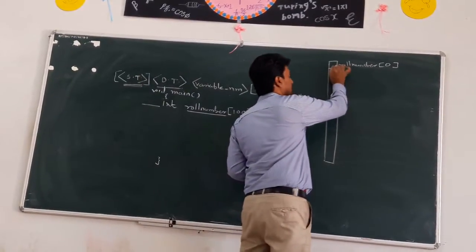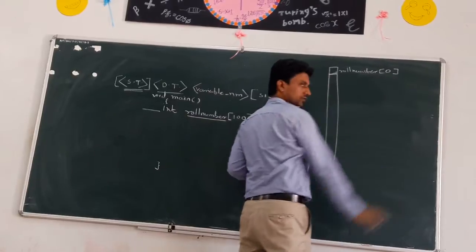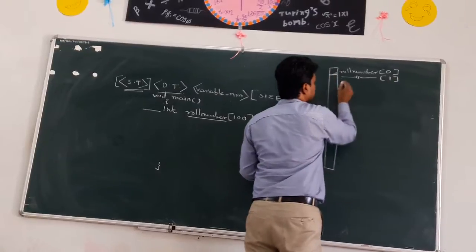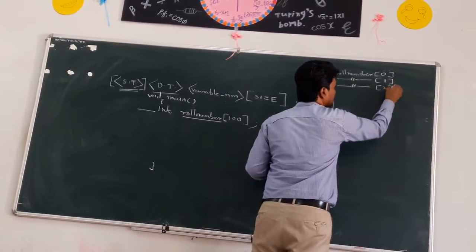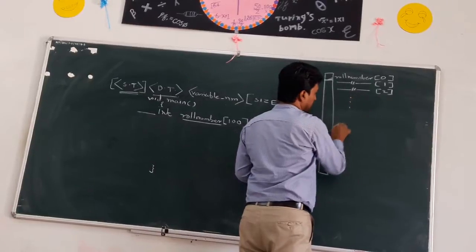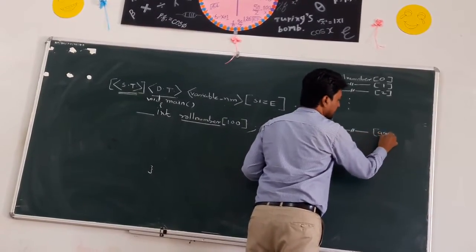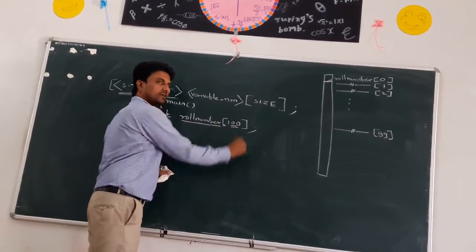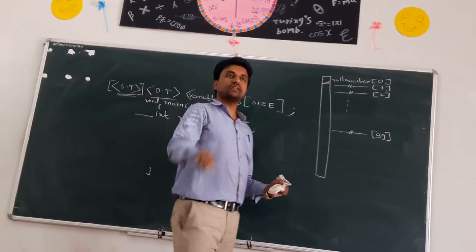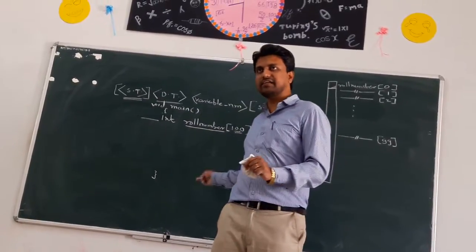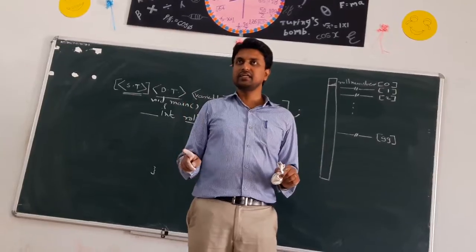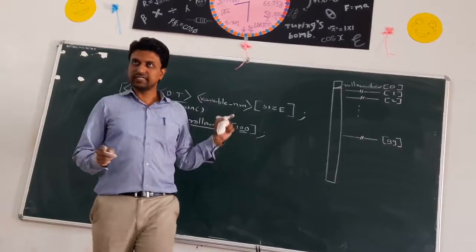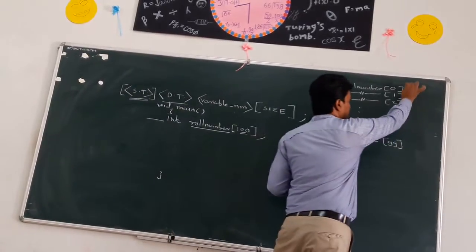The first roll number is stored here in the variable roll number 0. Second, roll number 1. Third, roll number 2. Like that, up to roll number 99. So always, whatever may be the size, the last index of that array is size minus 1. If the size is 100, then the last index is 99. And the index of an array always starts with 0.